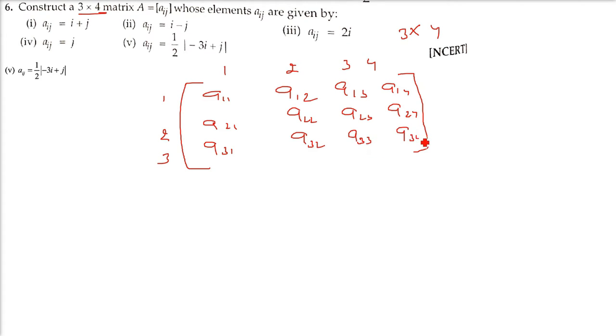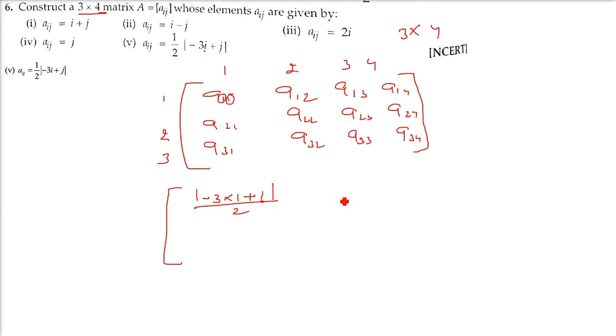Okay. So minus 3i plus j, and we have to take the modulus also. This is 1 and 1. So minus 3 into 1 plus 1. i is 1, j is 1. Minus 3 into 1 plus 1. And you have to take the modulus of it and divide it by 2. I hope you got the idea.